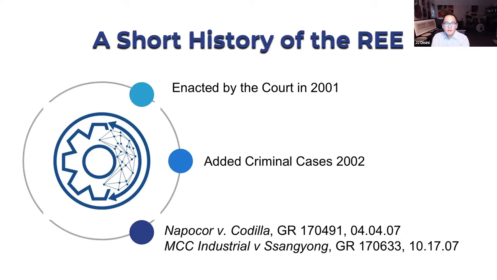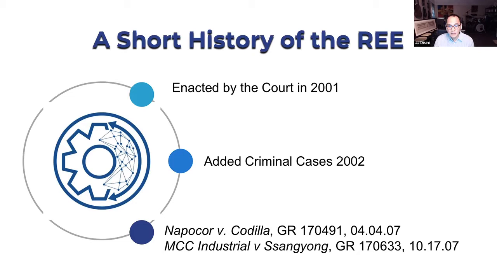This was enacted by the court in 2001. Initially, one of the concerns of the court was that if court users were not fully apprised of how to use electronic evidence in court, somebody might get convicted. And so initially, there was an exclusion of criminal cases in the rules on electronic evidence when it was first enacted. In fact, a lot of the codals out there show this exclusion. This was true in 2001. But a year later, in 2002, the Supreme Court expanded the coverage of the rules on electronic evidence to criminal cases.